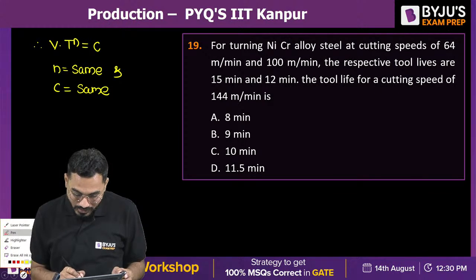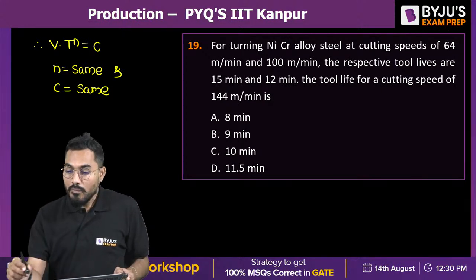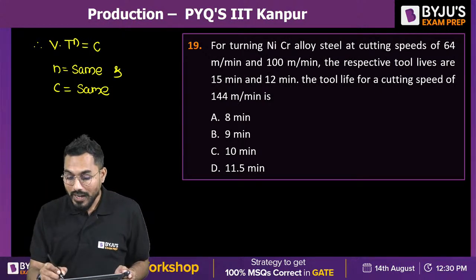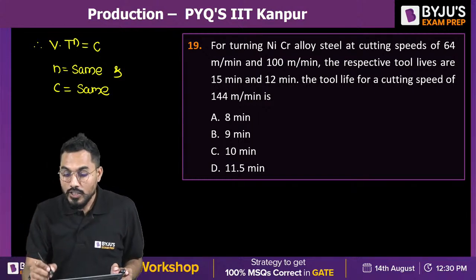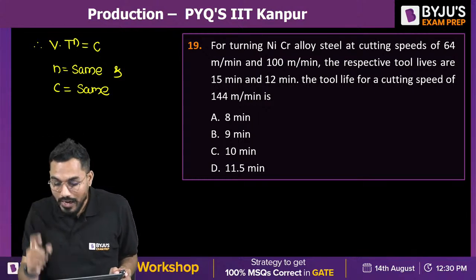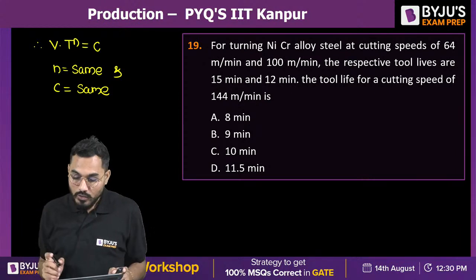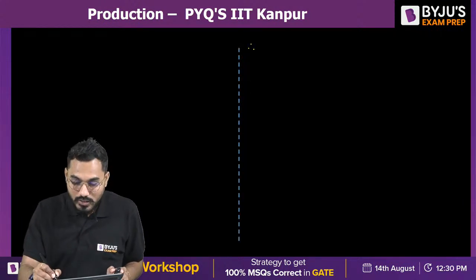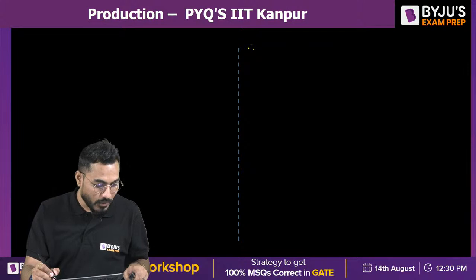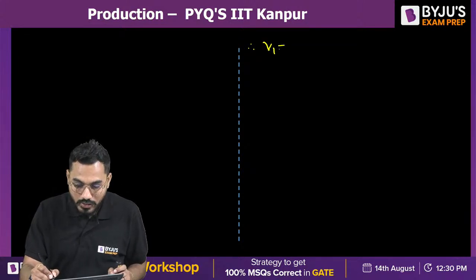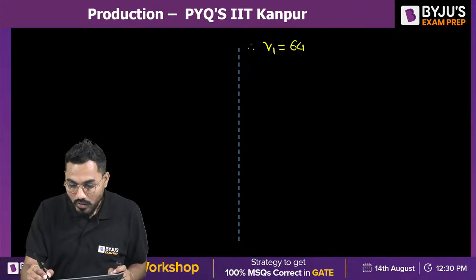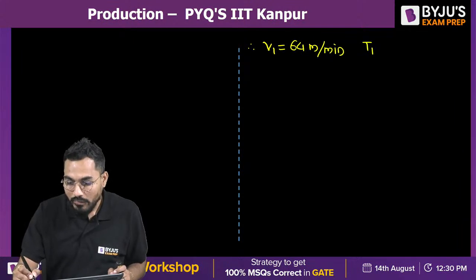So I'll take this data. What is the data given? Sir, my cutting speed is 64 meter per minute, against that tool life is 15. My cutting speed is 100 meter per minute, against that my tool life is 12 minutes. So I'll say that cutting speed or cutting velocity is 64 meter per minute, and against that my tool life T1 is exactly equal to 15 minutes.